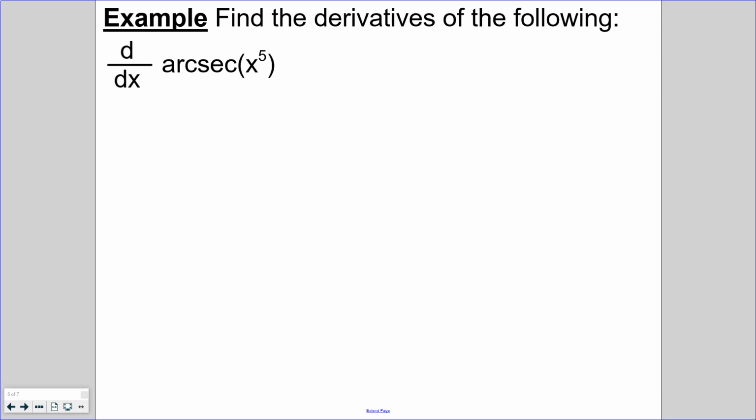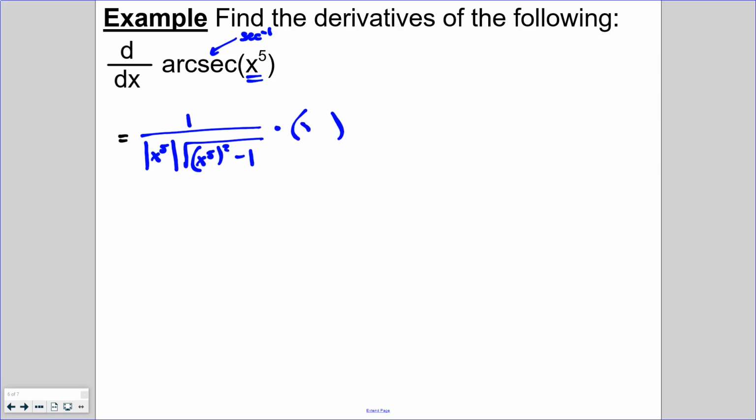So first off, we want to identify the inner function, and we can see that that's going to be x to the 5th. So when we take the derivative, we know the derivative of arcsecant, or secant inverse, is going to be 1 over the absolute value of the inside, which is x to the 5th, times the square root of the inside, x to the 5th squared, minus 1, and then times the derivative of x to the 5th, which is 5x to the 4th.